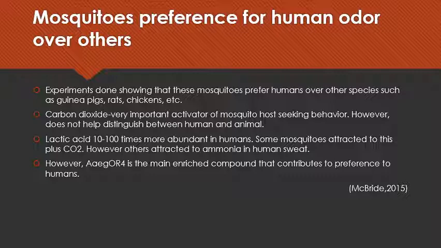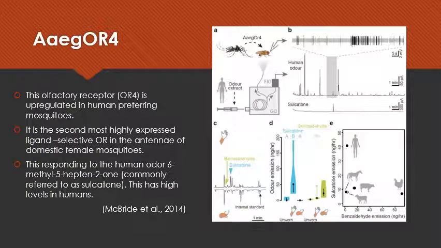The main compound, however, is the AAEGOR4. You may be wondering what AAEGOR4 is. Well, it is an olfactory receptor that is upregulated in the human-preferring mosquitoes. This compound, a ligand, is on a female mosquito's antennae. This compound highly responds with our human odor, sulcatone. I would read out the full chemistry name, but I'm not a chemist and it reminds me too much of OChem. And we as humans have high levels of this.